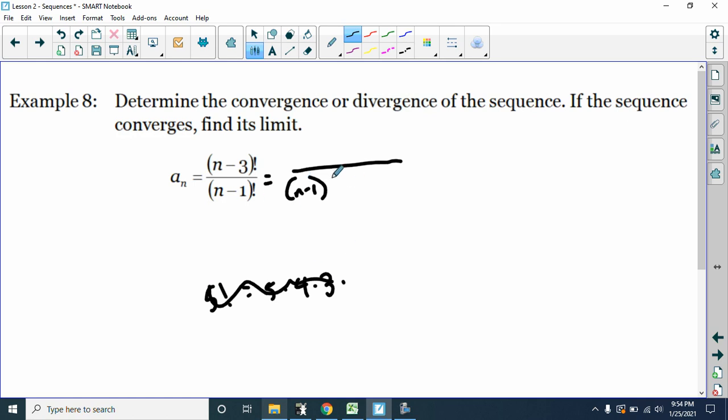So here I've got n minus 1. N minus 1 minus 1 would be n minus 2. Minus 1 again would be n minus 3. On down, so I'm going to write it as n minus 3 factorial. And I stop there because now these n minus 3 factorials cancel. We are checking the limit as n goes to infinity. Because I have n's left on the bottom and none on the top, this is 0. It converges to 0.